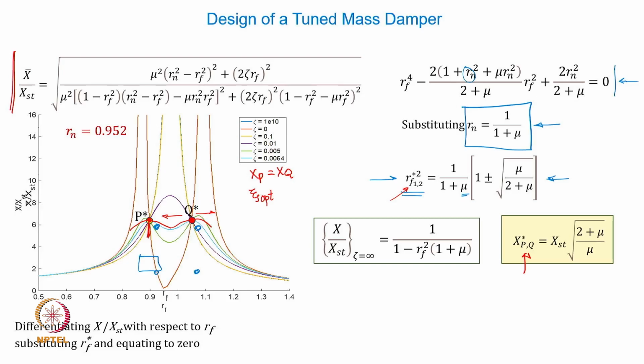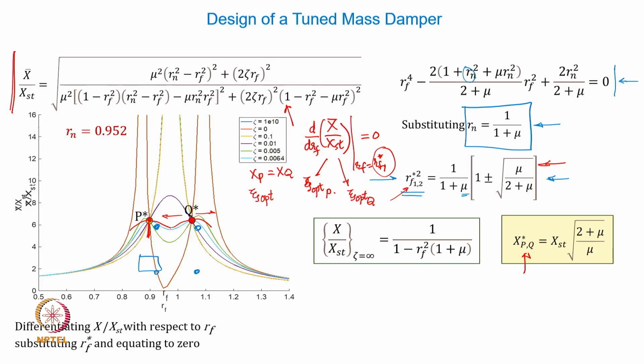On similar lines, if you use this drf of x bar over xst expression, and in this expression substitute rf equal to rf1 star and then equate it to 0, this solution will give you zeta optimized at point p. And instead of rf1 star, if you use rf2 star, which you will get from this expression, then the solution will lead you to zeta optimized but at point q.